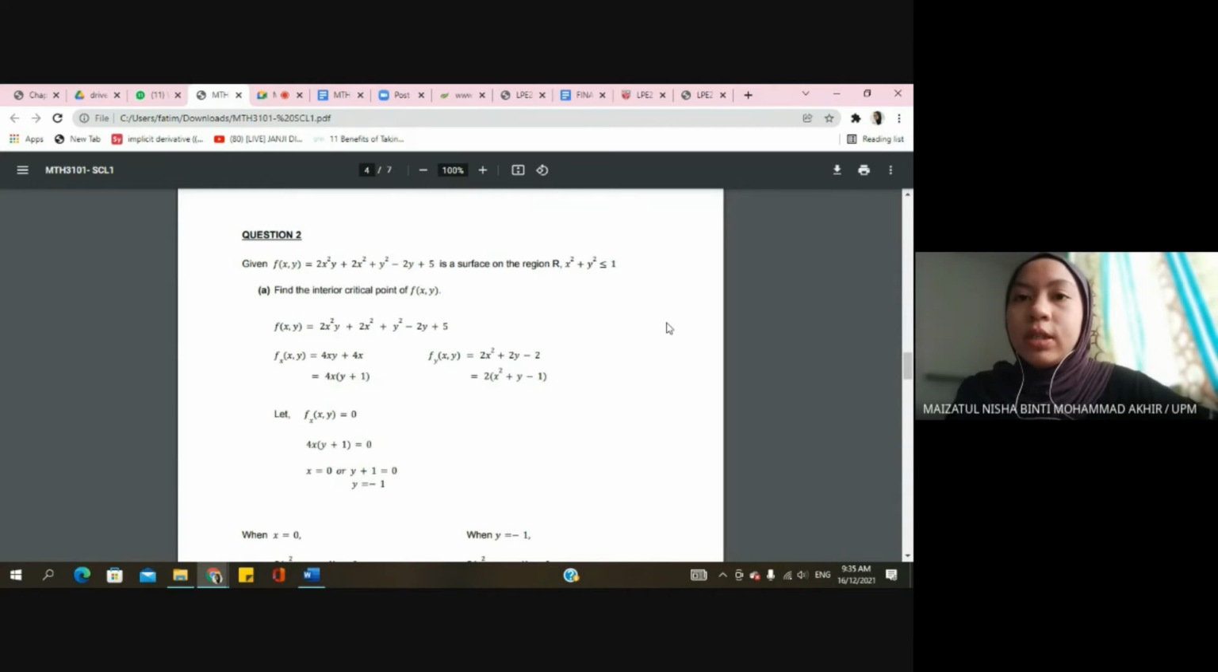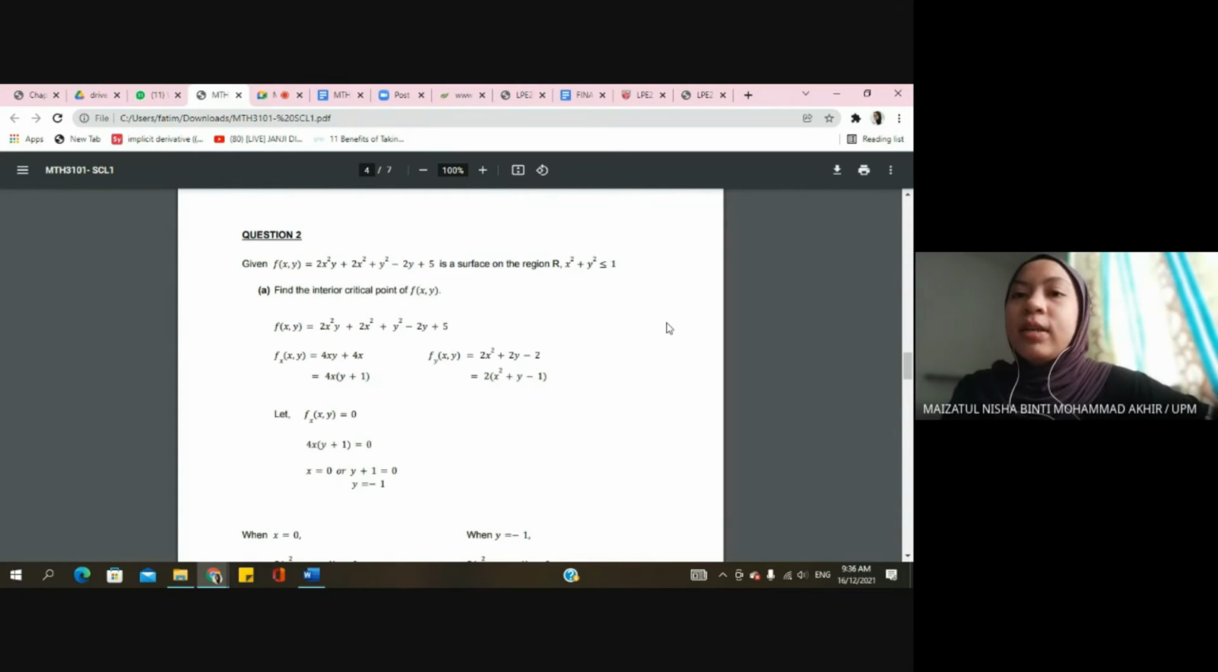Alright, the solution: f(x,y) equal to 2x squared y plus 2x squared plus y squared minus 2y plus 5. We need to find f with respect to x, which is 4xy plus 4x, and we simplify to 4x(y plus 1). Then we let f with respect to x equal to 0, and we get x equal to 0, or y plus 1 equal to 0, then we get y equal to negative 1.